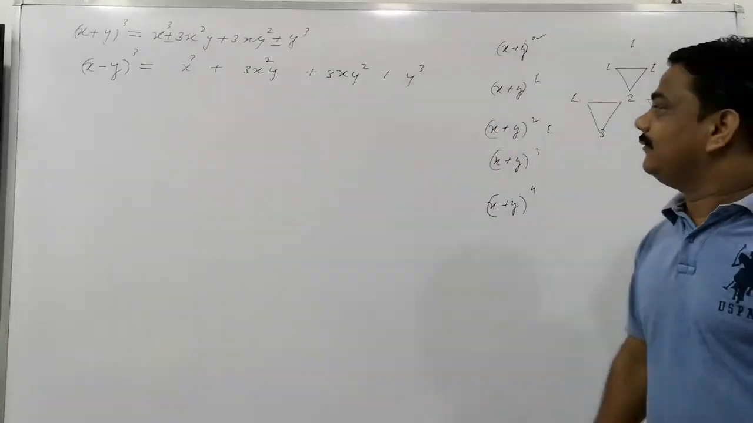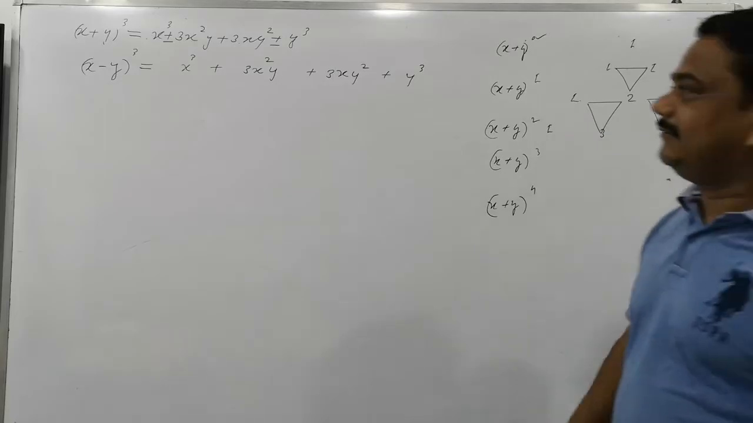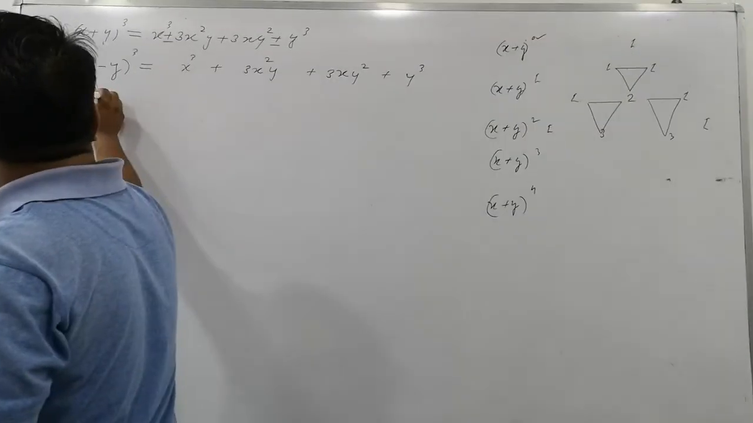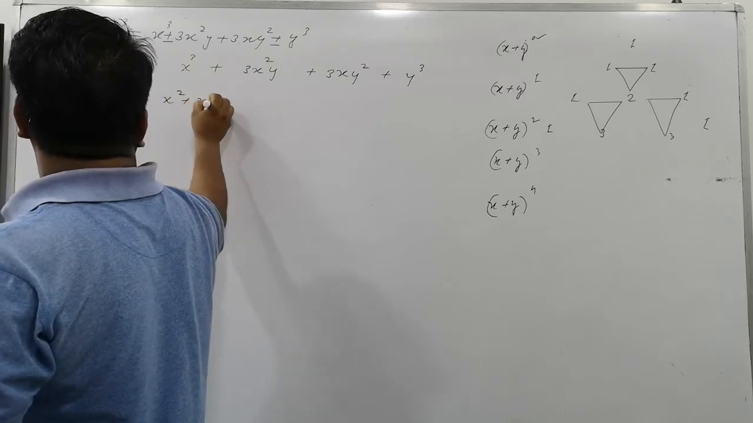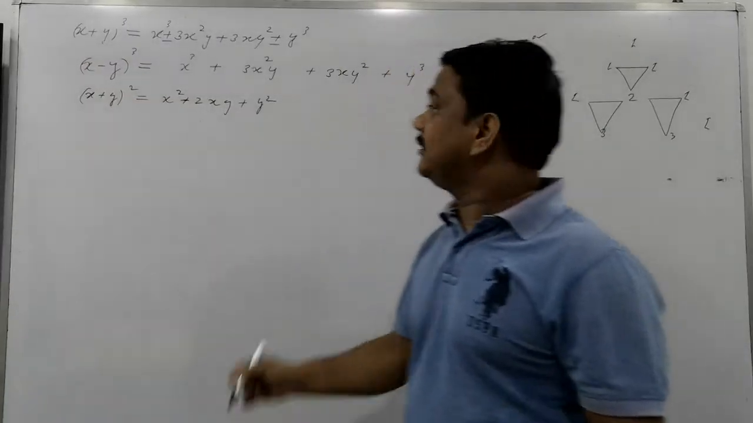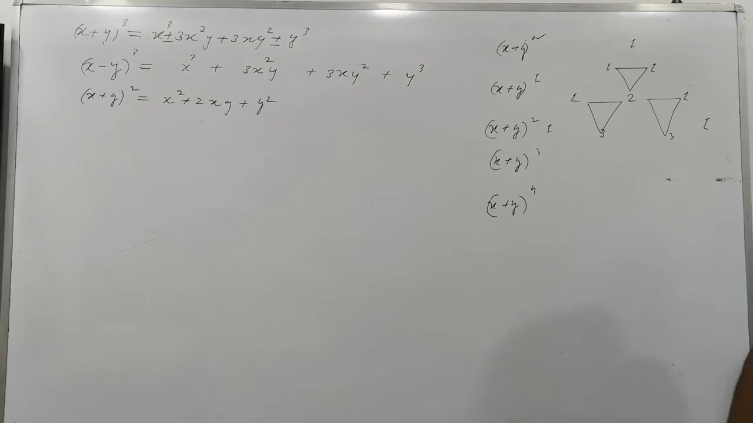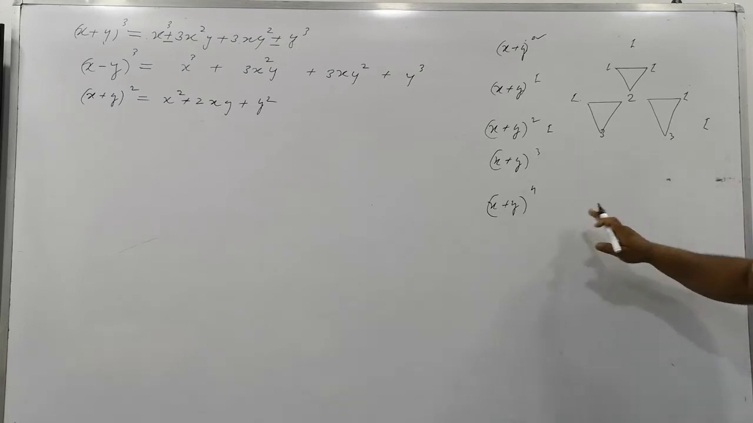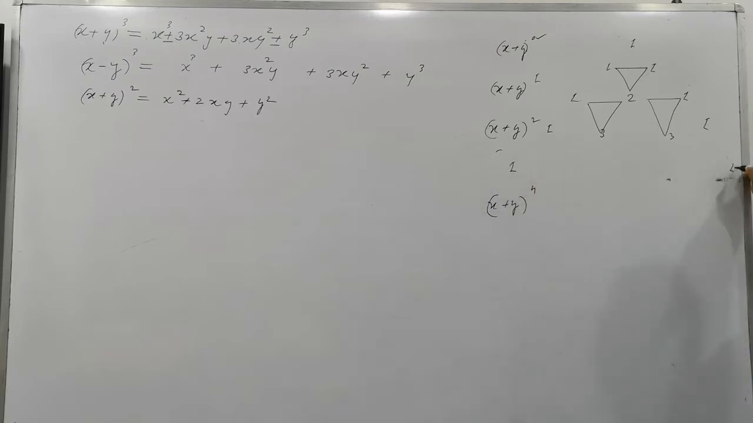What are the coefficients of the expansion of x plus y? 1 2 1. What is the expansion of x plus y whole square? x plus y whole square is equal to x square plus 2xy plus y square. The coefficients are 1 2 1. And for x plus y whole cube, the coefficients are 1 3 3 1.